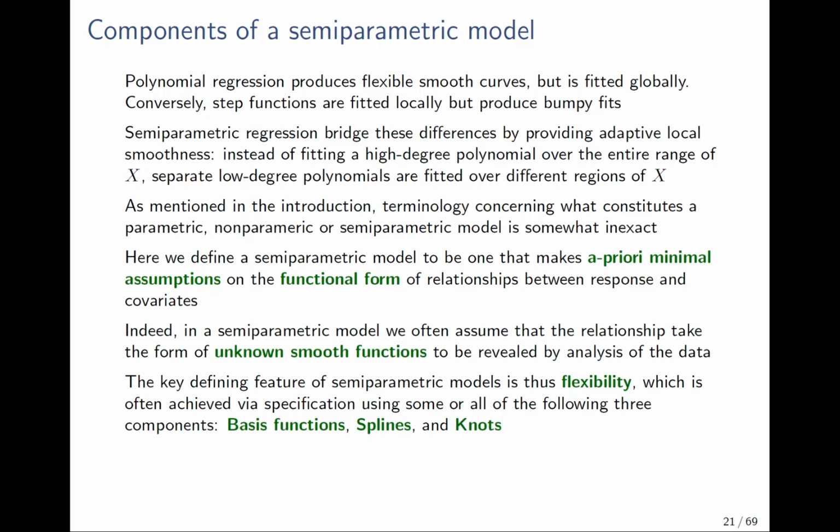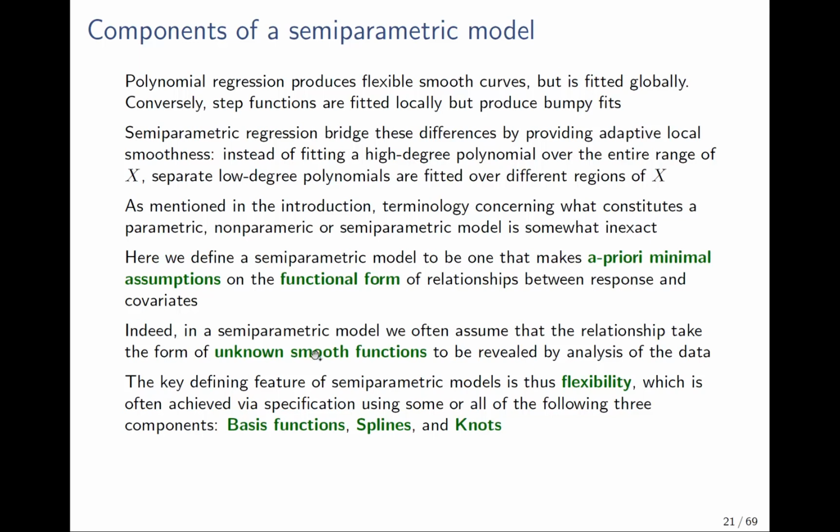Now, as mentioned in the introduction to the lecture, terminology concerning what constitutes a parametric, non-parametric or semi-parametric model is somewhat inexact. And what we're going to do here is define, quite loosely, and not as a formal definition per se, a semi-parametric model to be one that makes a priori minimal assumptions on the functional form of the relationship between response and covariates. So with a semi-parametric model, we're not going to say that we think the relationship is linear, quadratic, cubic. We're going to allow the data to some extent to tell us what the relationship looks like.